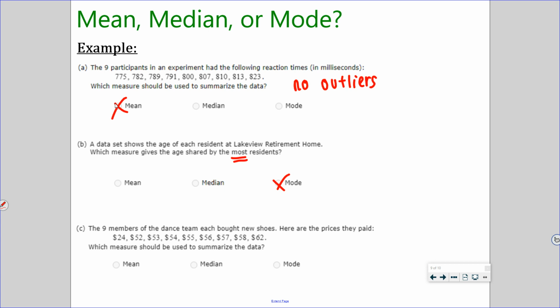9 members of the dance team each bought new shoes. Here are the prices they paid. All right, look at our data set here. And I see, whoa, this 24, that's way lower than where the rest of these are. These all range from like 52 to 62. So this one seems super low. This seems like an outlier that would really bring down the average.